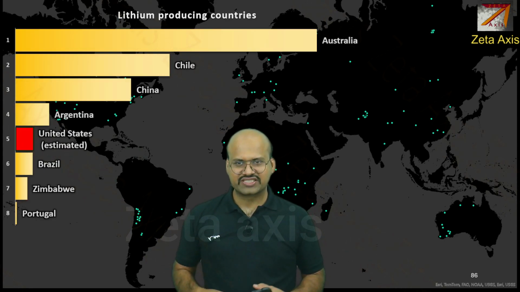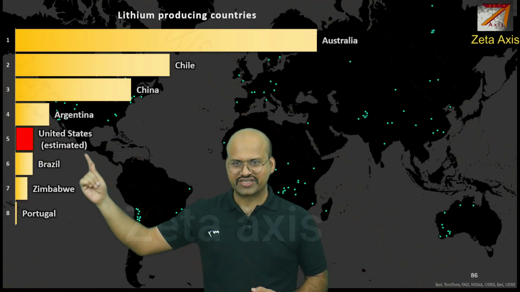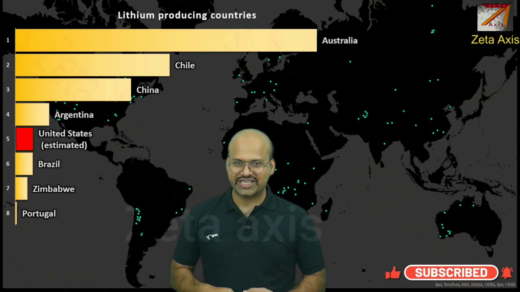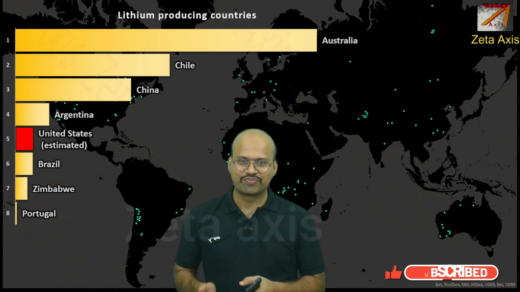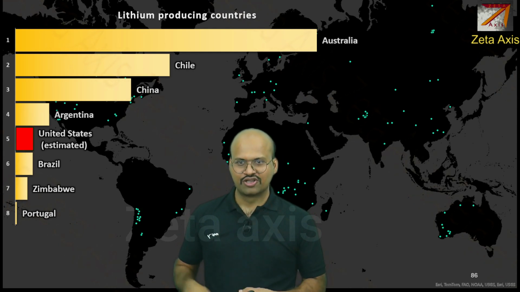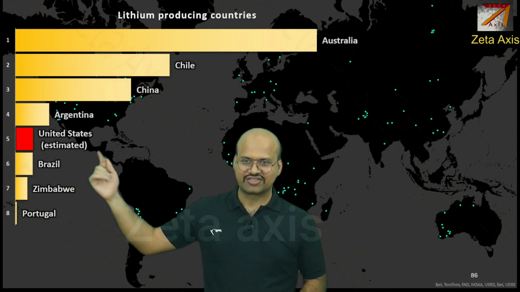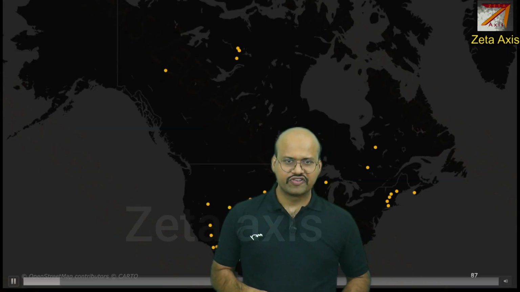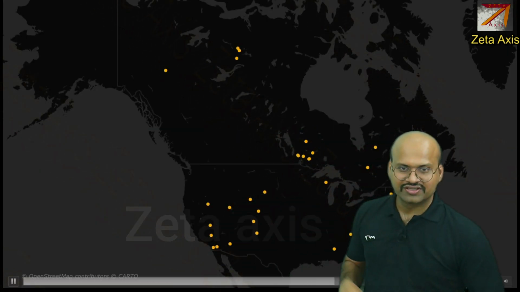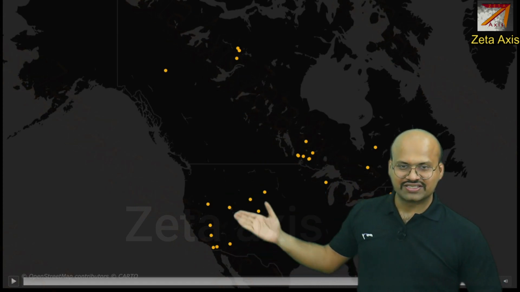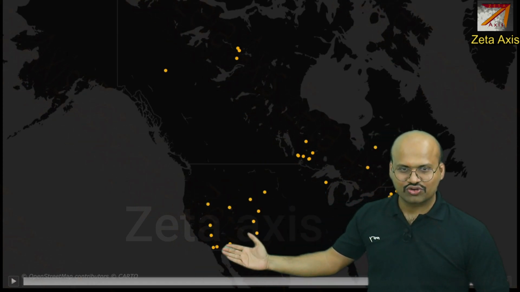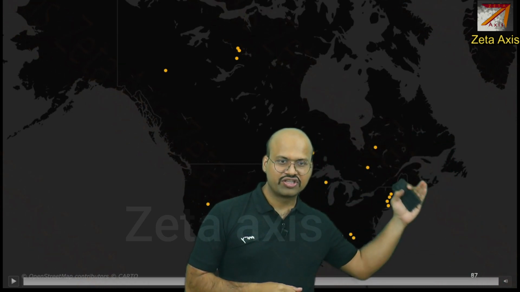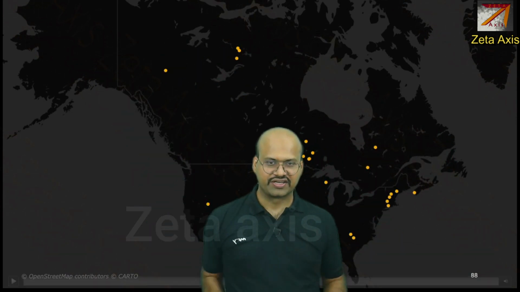And if we see the global standing, then we see that United States is at the 5th position. Remember, this is an estimated value because United States does not declare the amount of lithium produced there due to some reasons. So based on estimates, United States is located on the 5th position. If we see the lithium deposits across the North American continent, then we can see they are spread in America on the western coast, in the lake region, then on the eastern side, in the coastal region, and some in the northern region.